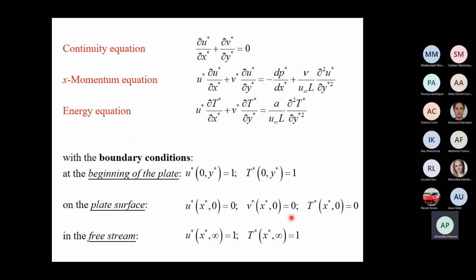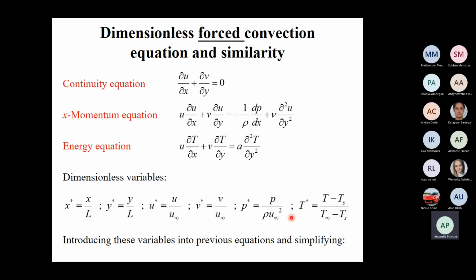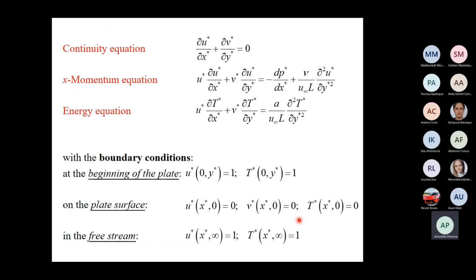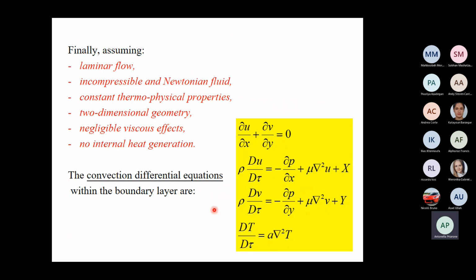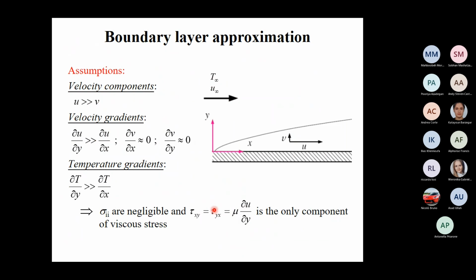If I'm at the plate, t is equal to ts. What about t star? If t is equal to ts, t star is equal to 0. And so this is the list of the boundary conditions at the plate surface. In the free stream means, wait, I have to.